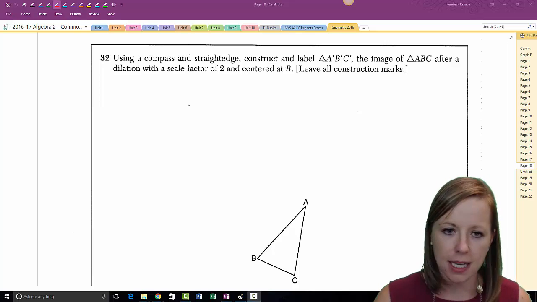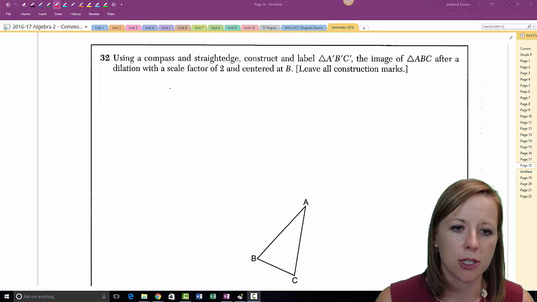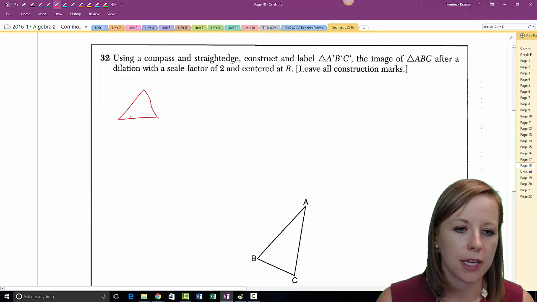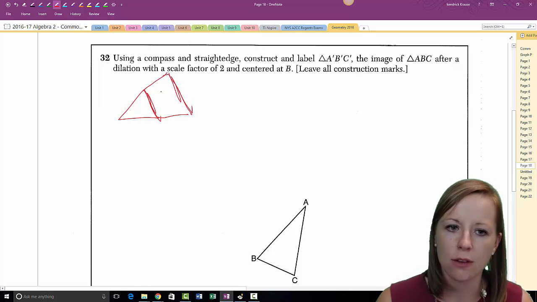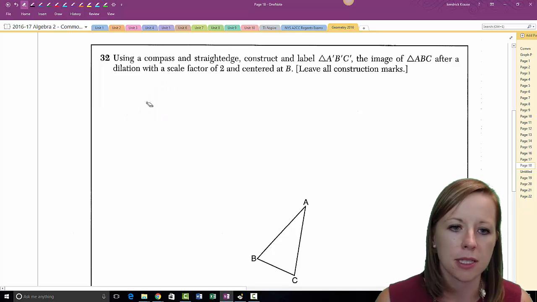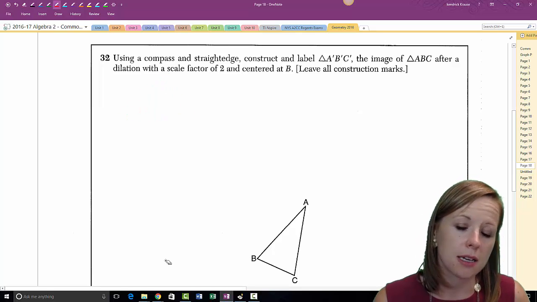So when I think about this, I think about that classic diagram you've seen a bunch of times, and I'm just going to draw it here. You've seen a triangle, and they say, oh, we've dilated the triangle, and so you know that these two sides are parallel and the two triangles are similar. You've seen that diagram a million times, but that's what they're having you create.